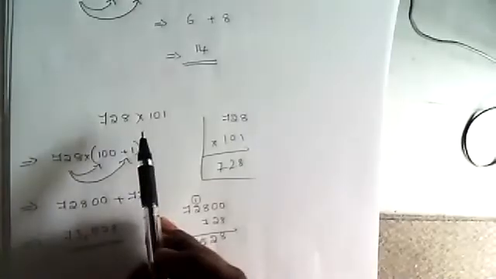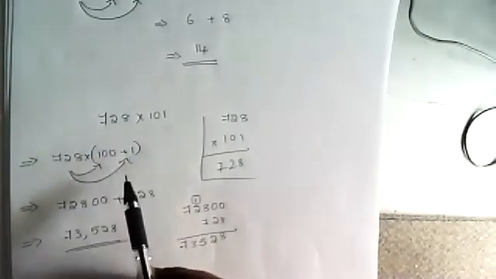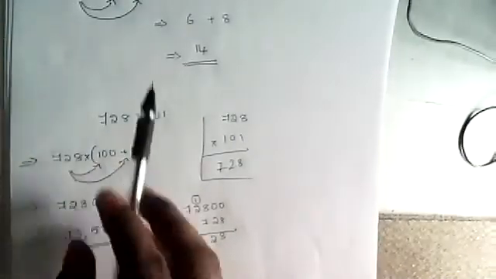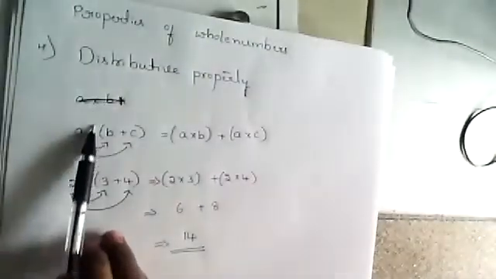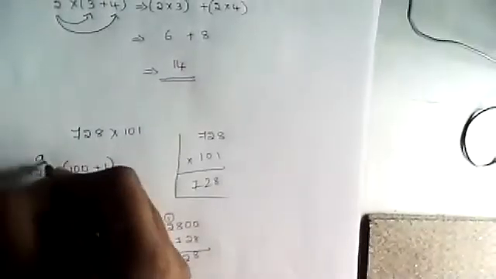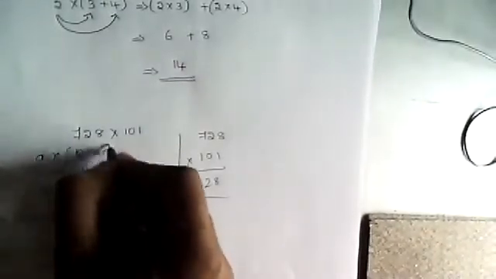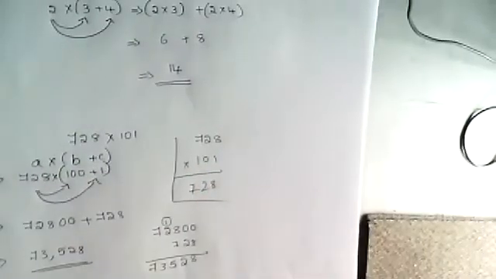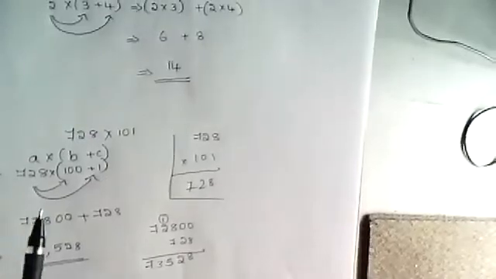The distributive property says that 101 we have to split into 100 plus 1. The general form is A into B plus C, right? So like that we have distributed here: A into B plus C. We have split 101 into 100 plus 1, so now it is very easy for us.